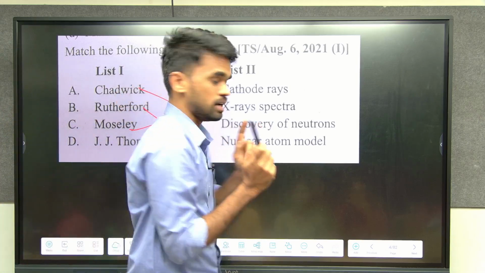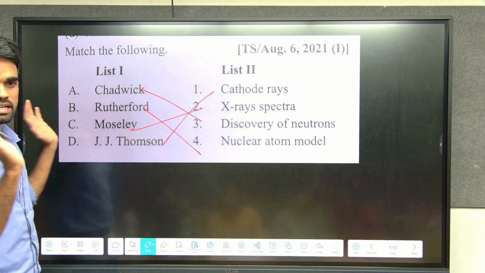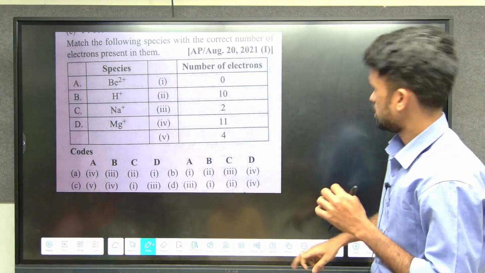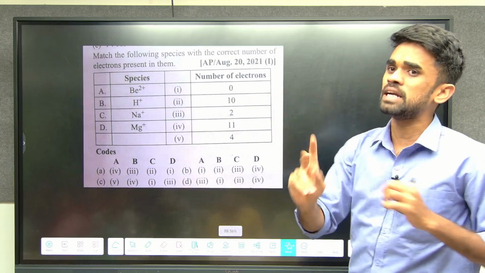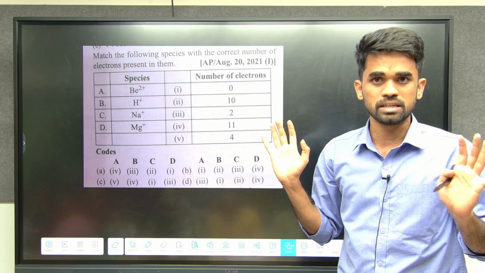Right now? So what is that? That is the one you need to match. Next, go to the next question. Look at this. All these are EAPCET or NEET questions, so don't worry, try to solve. All of them are very easy. You can do that.